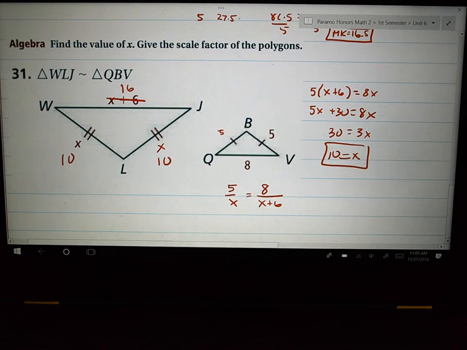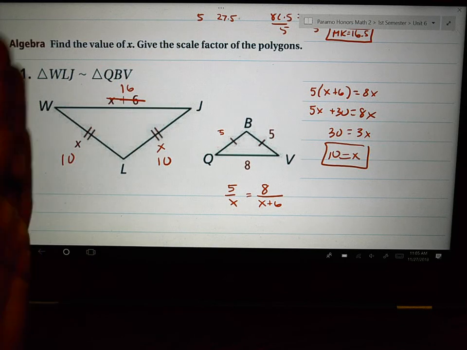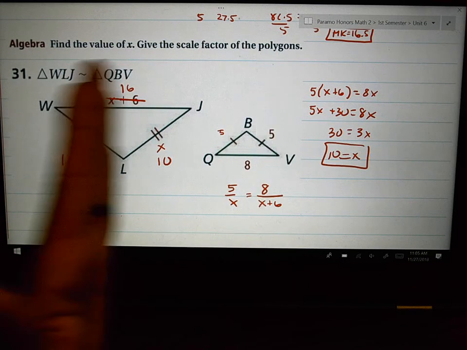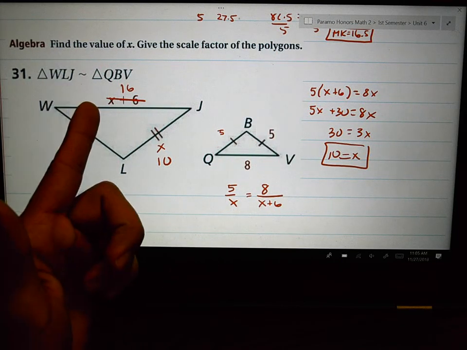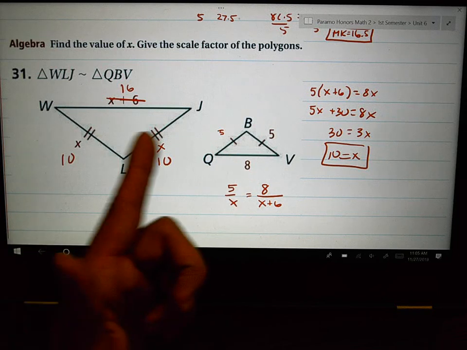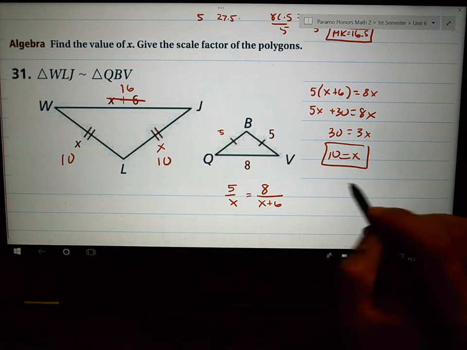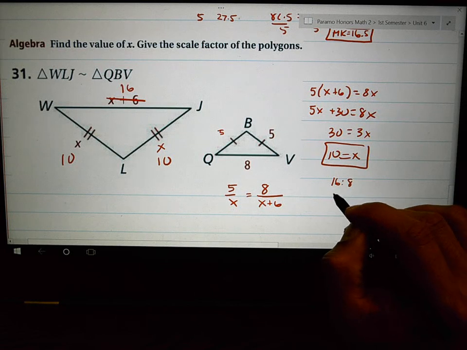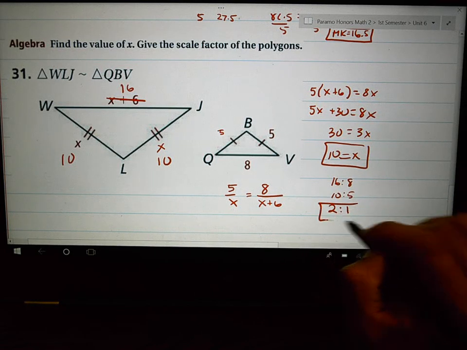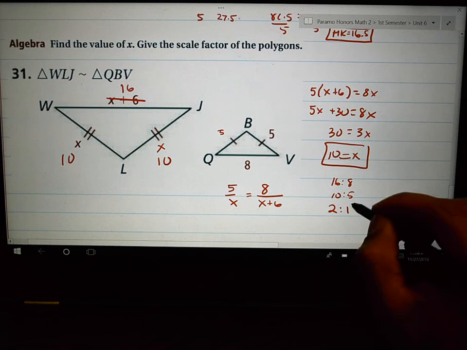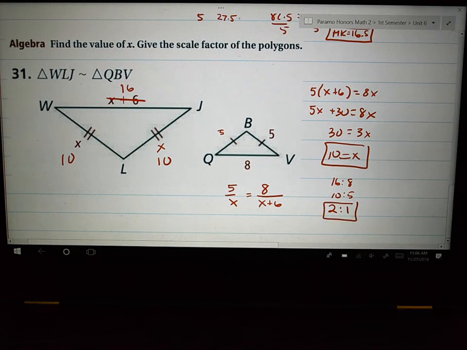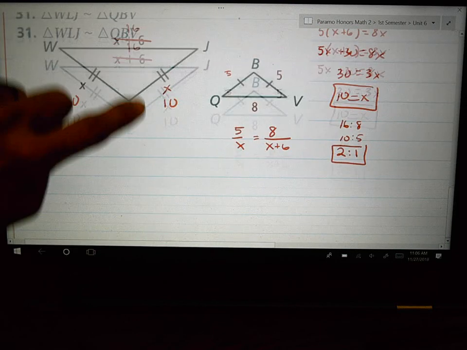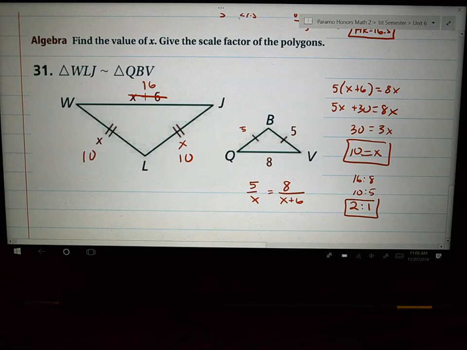It doesn't say the order, so if it doesn't say, I'm going to do the left one to the right one. This is 16 compares to the 8. The 10 compares to the 5. The scale factor is going to be 16 compares to 8 or 10 compares to 5. The scale factor is going to reduce in lowest terms to 2 to 1. And that's where we're going to stop your notes for today.